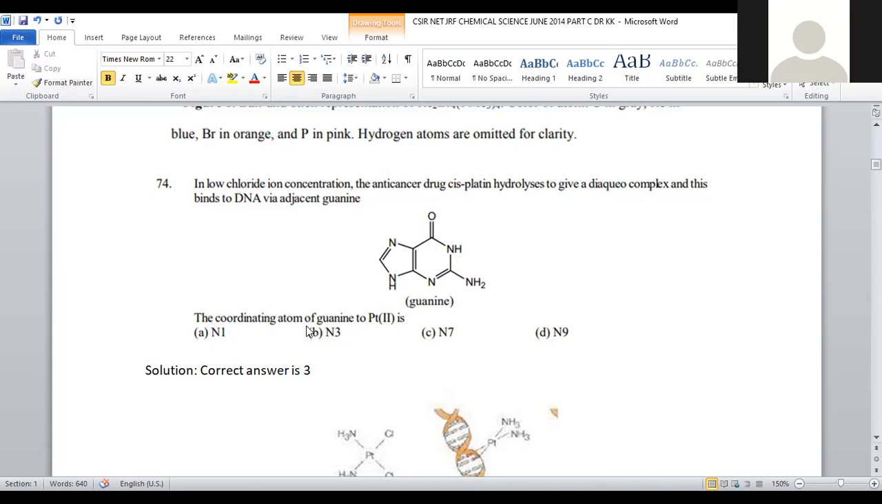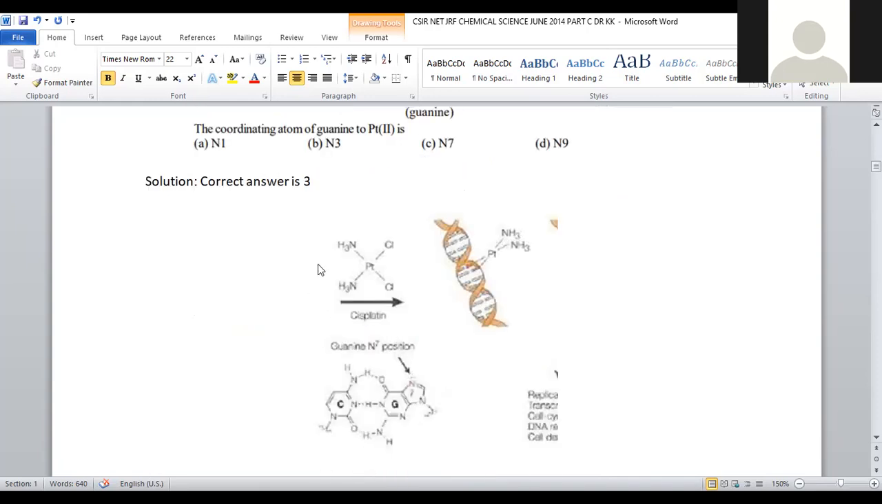The question is the coordinating atom of guanine with platinum. So when this guanine base is treated with the anti-cancer drug cisplatin, where will the binding tendency be? What is the structure of cisplatin? Platinum is surrounded by 2 amino and 2 chloro groups in square planar geometry. This is called cisplatin, the familiar anti-cancer agent used in the treatment of tumors, right?